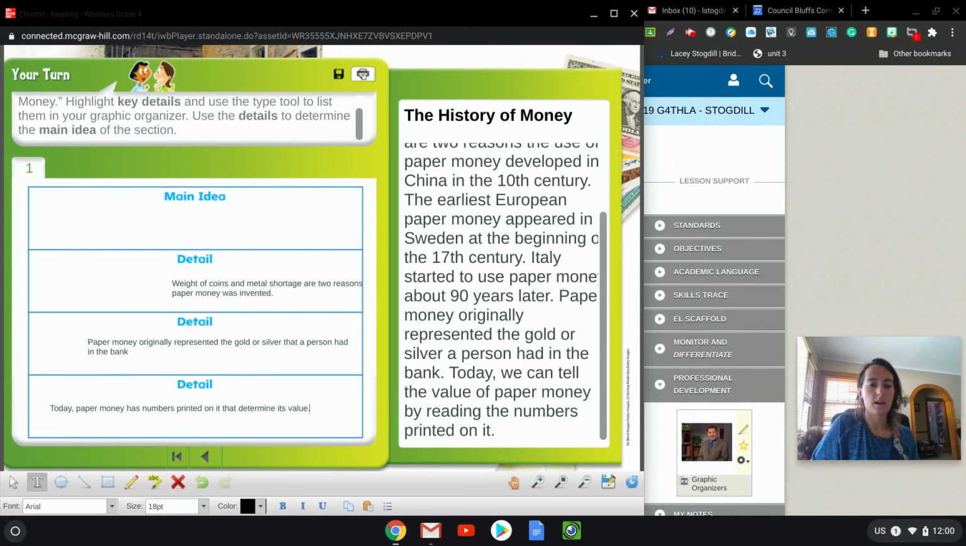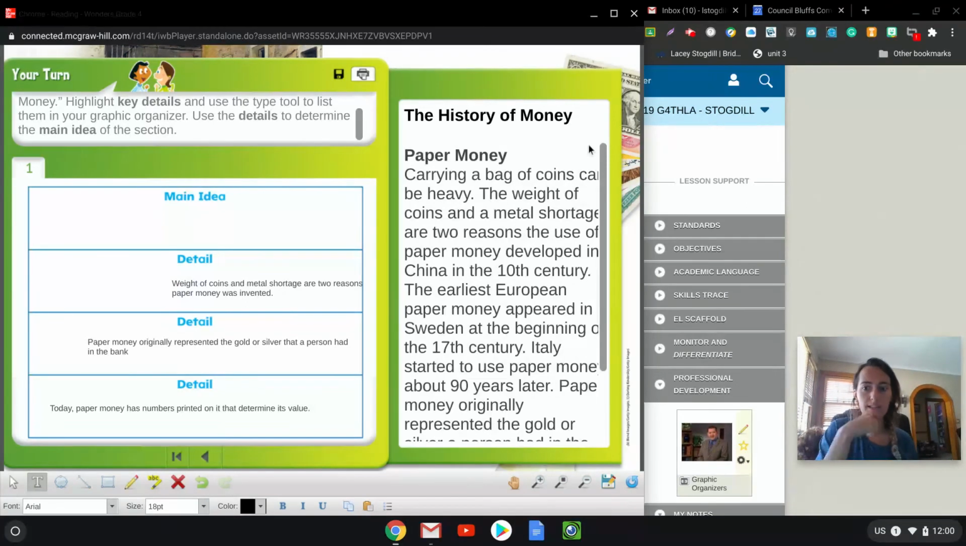Okay, so now really thinking about the main idea of what all those details have in common. The weight of the coins and metal shortage are two reasons paper money was invented. Paper money originally represented the gold or silver that a person had in the bank. Today, paper money has numbers printed on it that determine its value. Let's see if we're lucky and that main idea is just in the text. "Carrying a bag of coins can be heavy," so paper money was invented. I feel like that is kind of the main idea of everything.